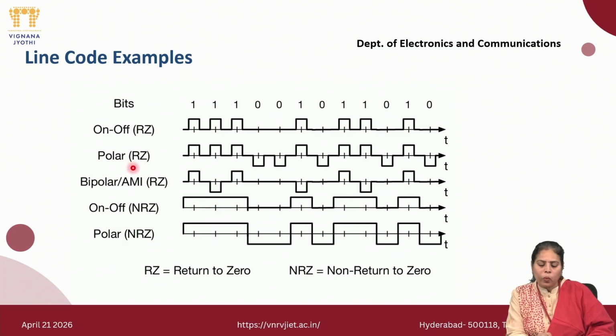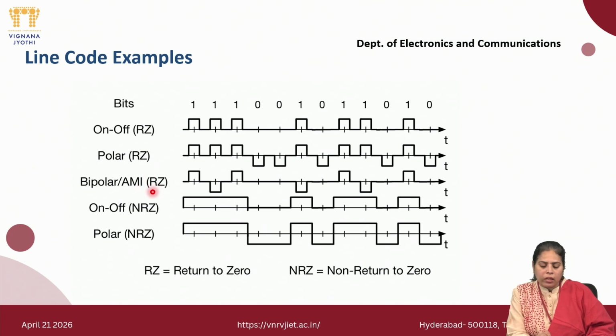Now, coming to the polar return to zero form, to transmit 1 we use a positive polarity pulse that remains at positive 1 for half the duration and 0 for the other half duration. Whereas to transmit 0, we use a negative pulse that remains at a negative level for half the duration and 0 for the other half. So we can see that polar RZ has positive polarity pulses and negative polarity pulses, but they return to 0 for half the duration of the pulse.